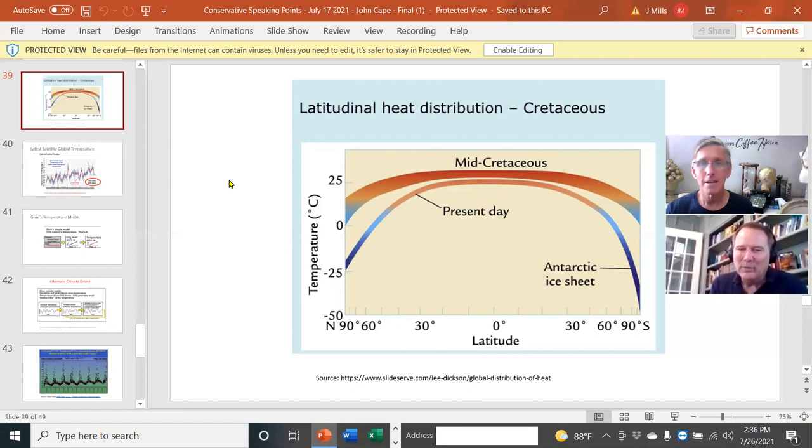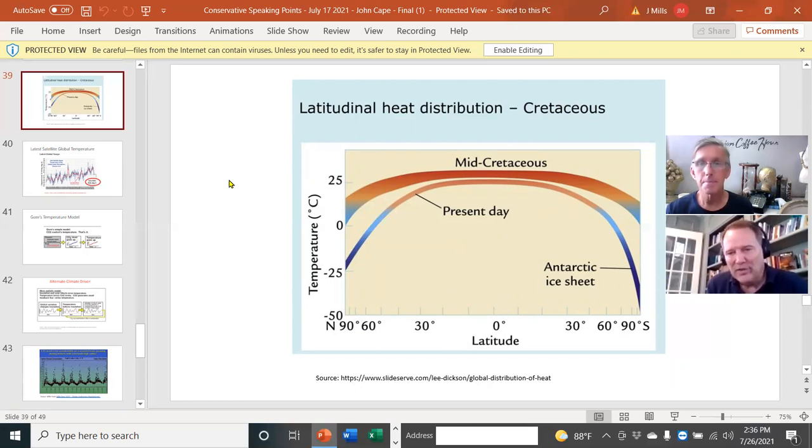Remarkably, what this shows you is that the temperatures at the equator and the temperatures at mid-latitudes were not much different than they are now. But what was very different was that the temperatures at the poles were much higher. There was no ice on the planet at the time.